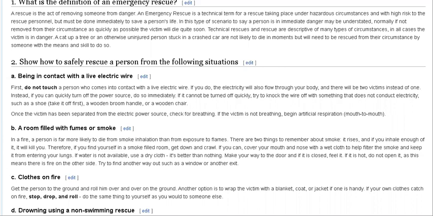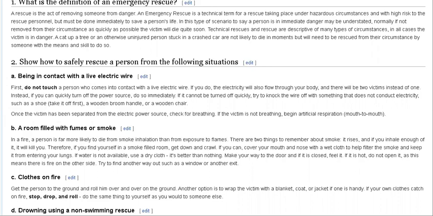If it cannot be turned off quickly, try to knock the wire off with something that does not conduct electricity. So that's a shoe. Make sure you take it off first, guys. Common sense. They also say you can use a wooden broom handle, a wooden chair. You can use plastic, guys. I don't know, roll up your shirt and hit the thing. But once the victim has been separated from the electrical power source, check for breathing. And if the victim is not breathing, begin artificial respiration. So they say mouth to mouth.